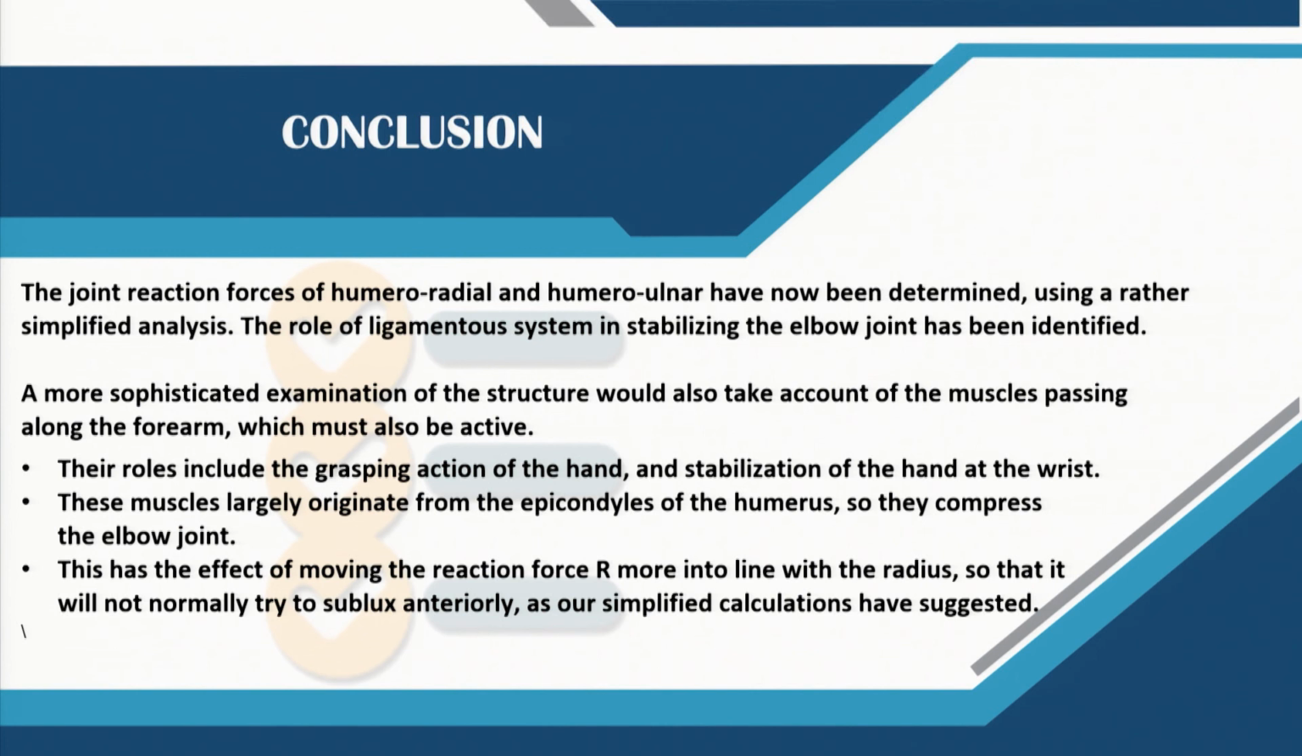So, their role includes the grasping action of the hand and stabilization of the hand at the wrist. These muscles largely originate from the epicondyles of the humerus, so they compress the elbow joint. So, this has the effect of moving the reaction force R more in line with the radius bone, so that it will not normally try to sublux anteriorly, as our simplified calculations have suggested.